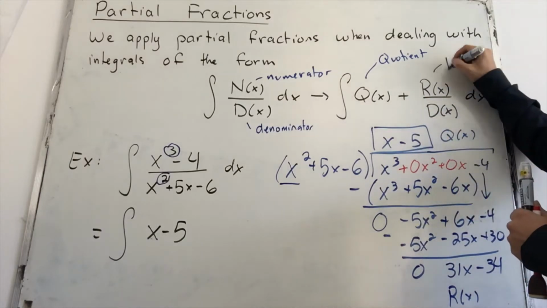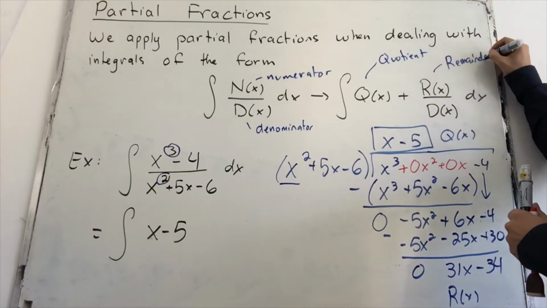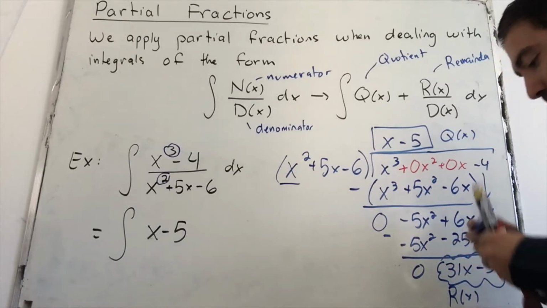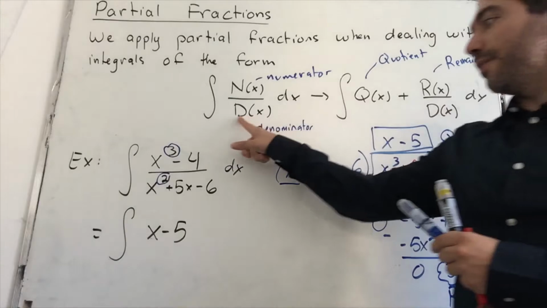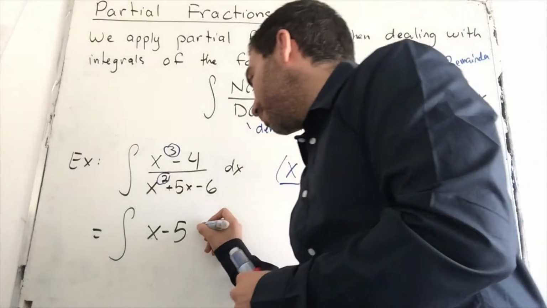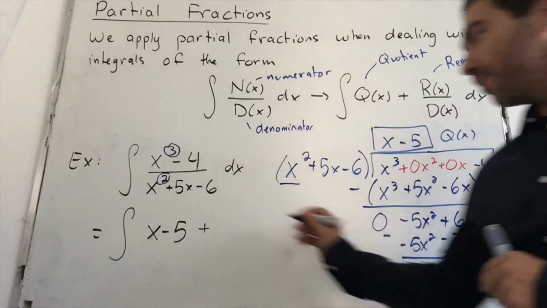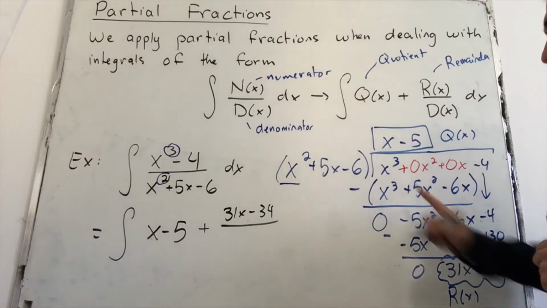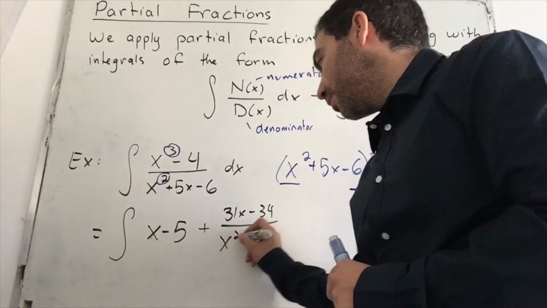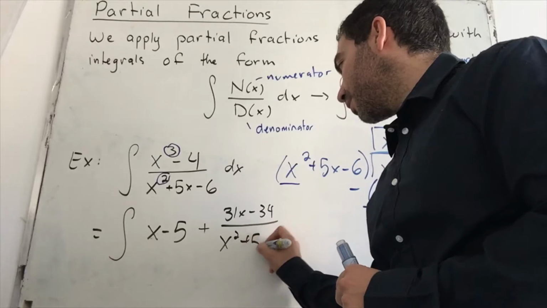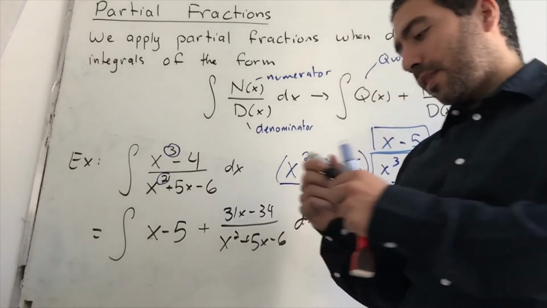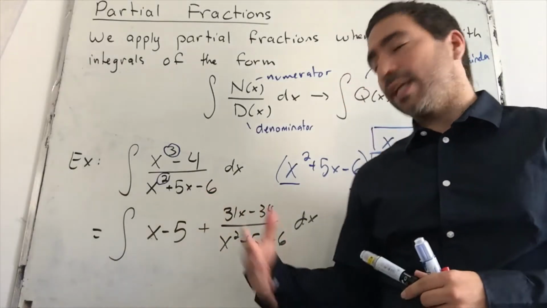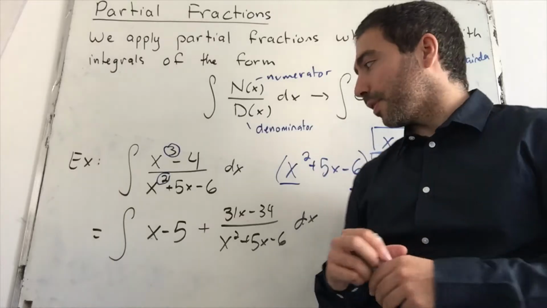R of x is the remainder, the polynomial we got in our remainder, which is over here, divided by the original denominator, d of x. So in this stage here, we're going to do plus the remainder, which was 31x minus 34, over the original denominator, which was x squared plus 5x minus 6, dx. This we could integrate, and now here we could continue by using partial fractions, and we're going to see this case in the next part of the video.